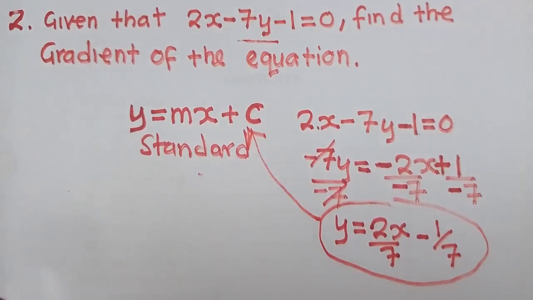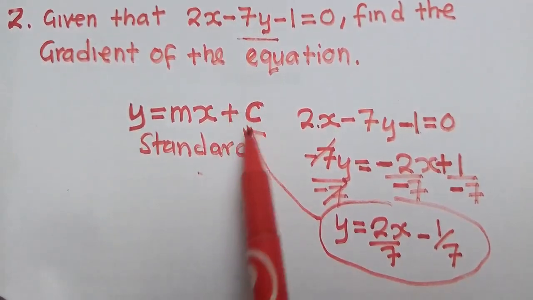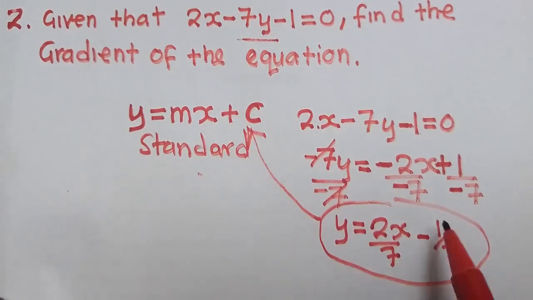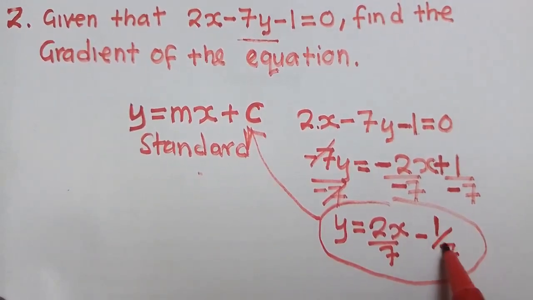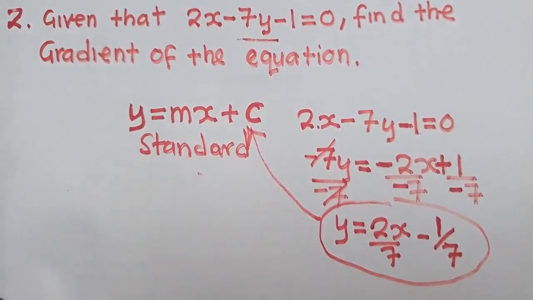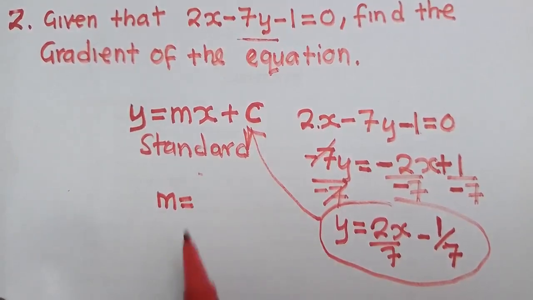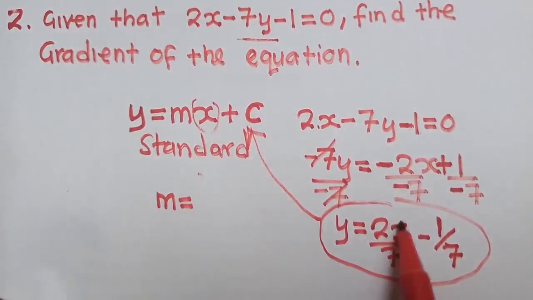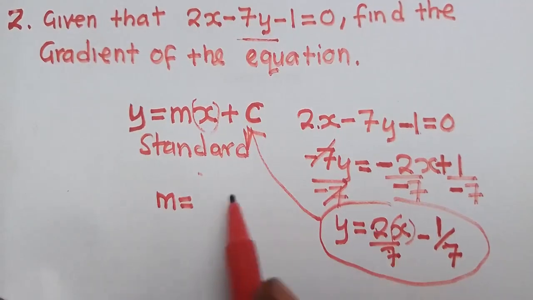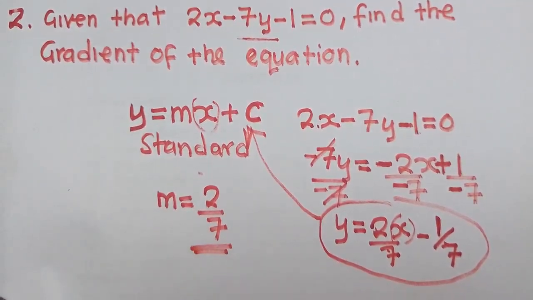This is what I've done. The x is x there. The c there is a constant. So our constant here is negative 1 over 7. The m here is the gradient. What I told you at first, m is the gradient. So gradient is equal to this one which is having x, so 2 over 7. This is your gradient. That is how you need to know how to find the gradient.